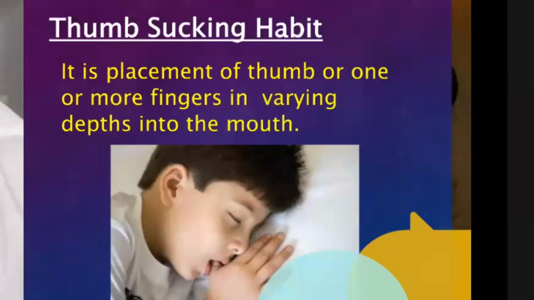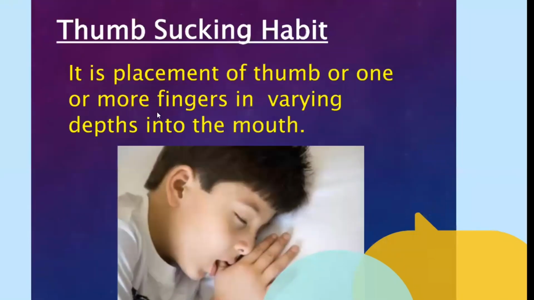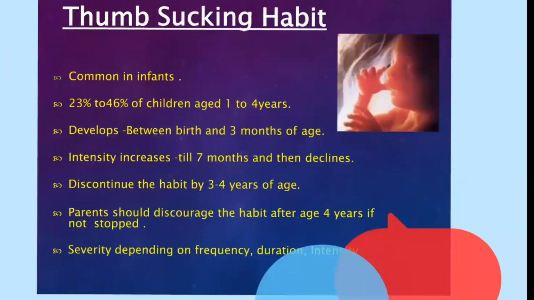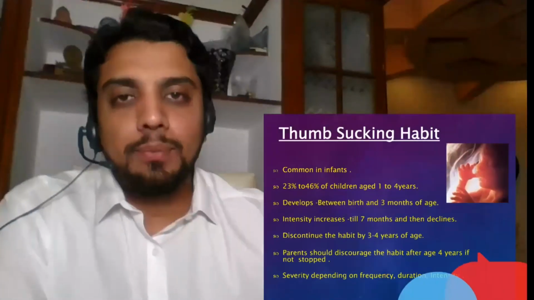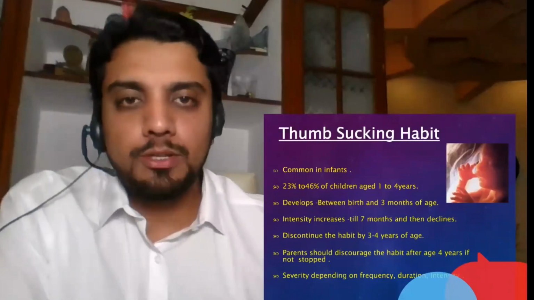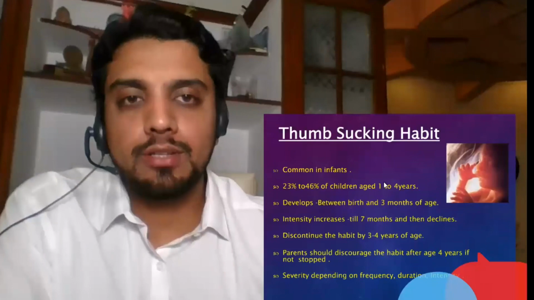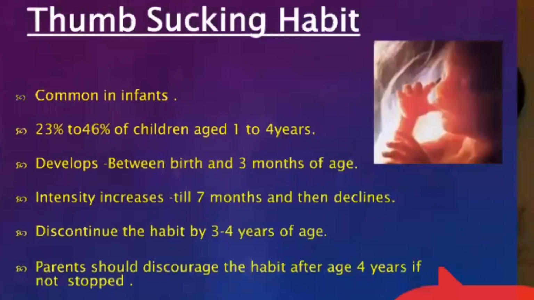Thumb sucking is a very common habit, as you can see, and it can be defined as placement of the thumb or any finger at varying depth into the mouth. The depth varies among different individuals, and this is pretty common in childhood, in the preschool phase, when the child is not yet going to school. As you can see, it occurs in up to 23 to 46% of children up to 4 years. And the seriousness of the habit becomes greater when the permanent teeth are erupting.